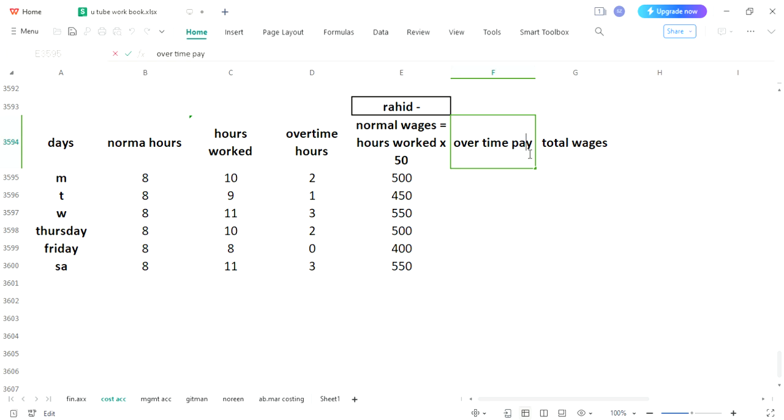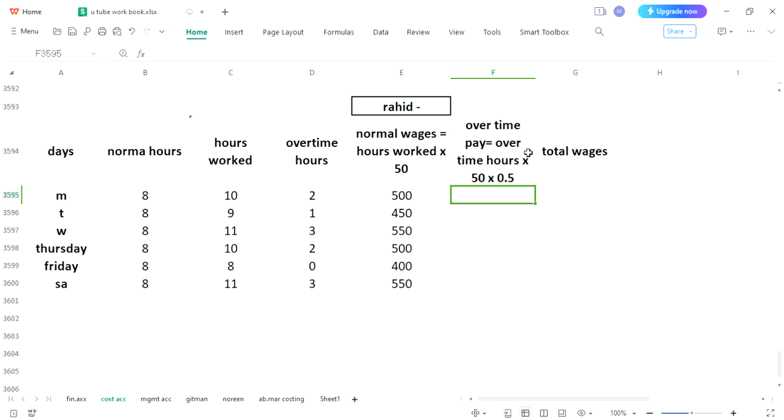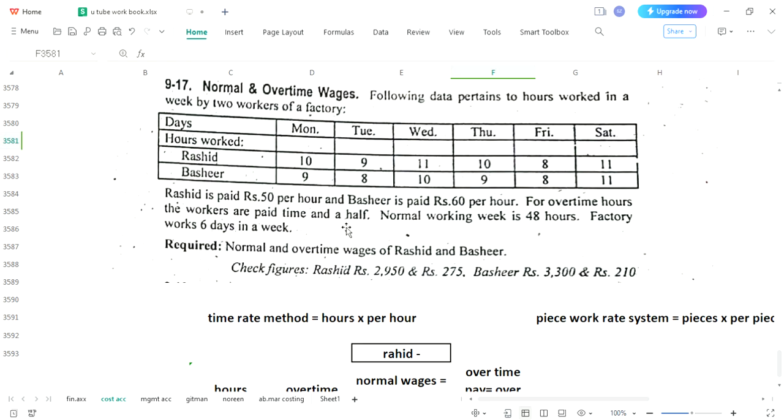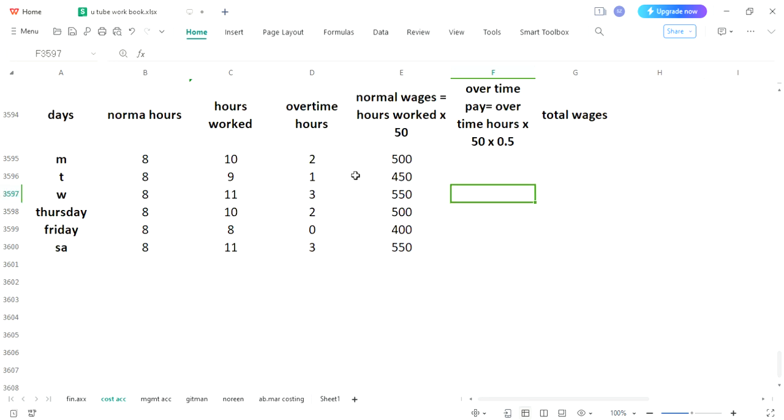So here your overtime payment is overtime hours multiplied by per hour rate, which is 50, and again multiplied by 0.5. How have we taken 0.5? That is given in your question. Time and a half. One part is already paid. Half means 1 by 2, and 1 by 2 means 0.5 part would be paid separately. This is your first method.